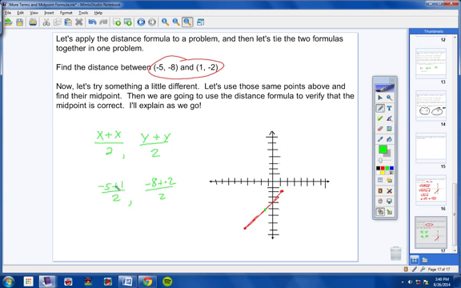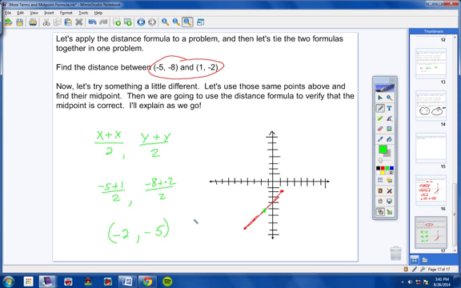All right, and let's see what we get. We get -4 over 2, which is -2, and we get -10 over 2, which is -5. And that looks about right. I'm just about over -2. 1, 2, 3. I'm just about -5. So that looks just about right. So here's my midpoint, -2, -5.